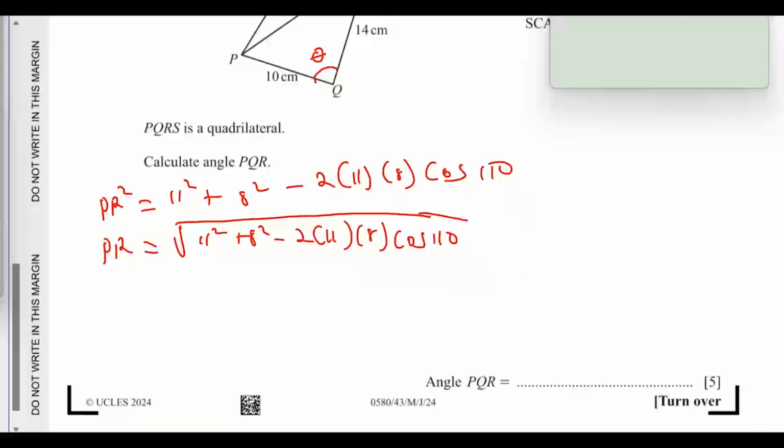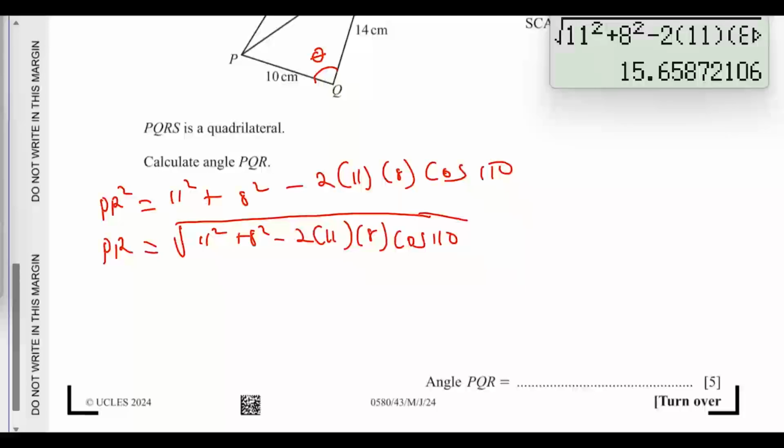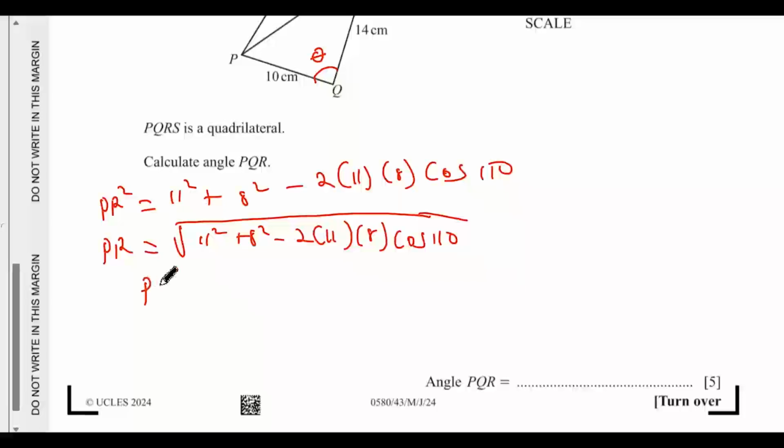So we just need the square root. Let's put the square root first, then put all of this there. 11 squared, then add 8 squared, then minus 2 into 11 into 8, then multiplied by cos 110. Let's close the bracket and hit enter. The answer is 15.658, so you can write 15.6587 for now. Don't approximate it to 3 significant figures here.